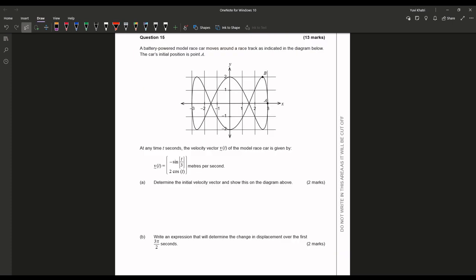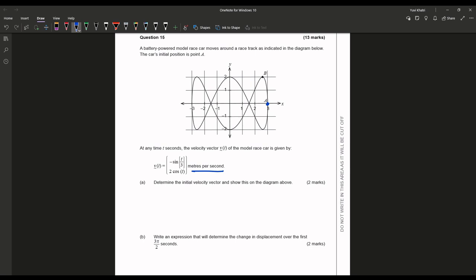Now question 15 says, a battery-powered model race car moves around the racetrack as indicated in the diagram below. The car's initial position is point A. So this is the initial position of the car, and it moves in this way. At any time t seconds, the velocity vector of the model race car is given by this velocity vector, that's in meters per second. Determine the initial velocity vector and show this on the diagram above.